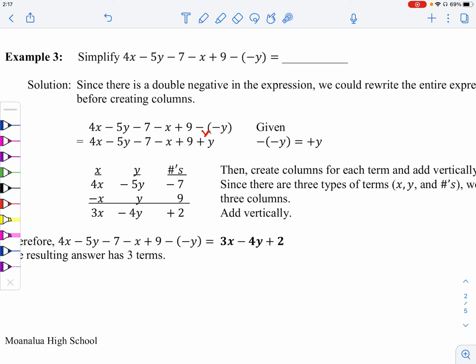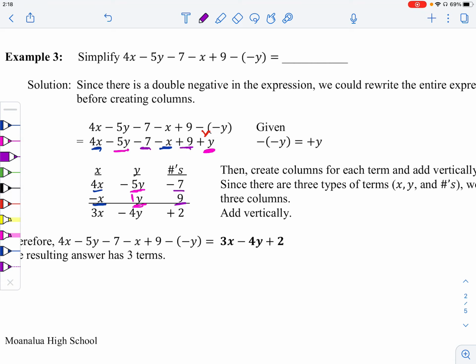Now we just have an extra column. We have x's, y's, and numbers. And these columns are going to help us keep track of what we're doing. Right? So we have x's first. So we got 4 here, so 4x. And then we got a negative x. Remember our sign, right? Negative. So put negative x. Then we got our next one. We got y's, negative 5y. And down at the end, we got 1y. Right? And that's a 1y by itself. And then our numbers, -7 and +9.